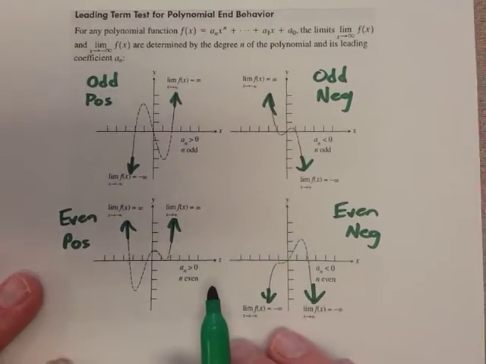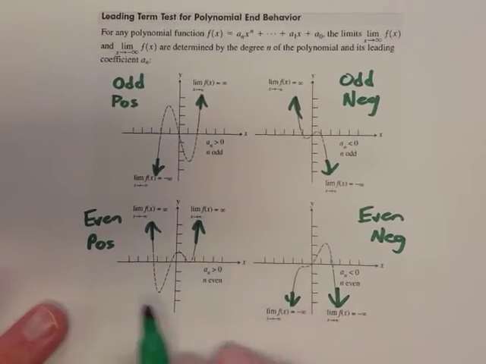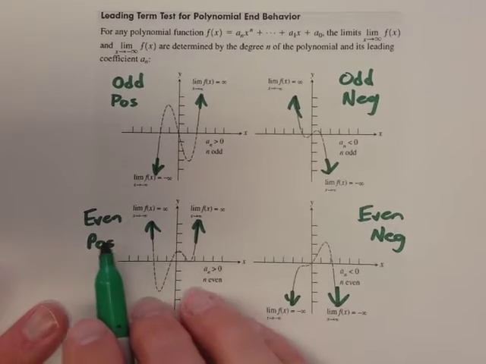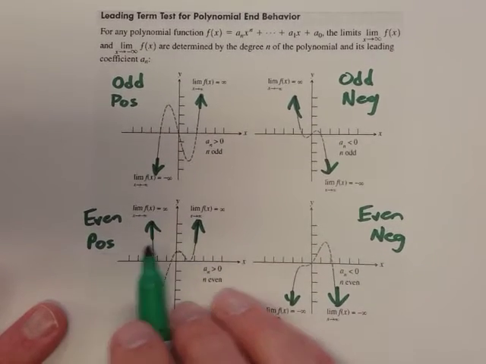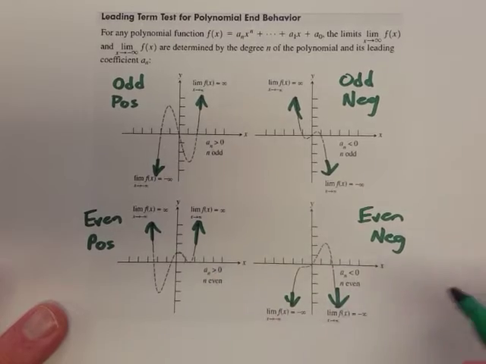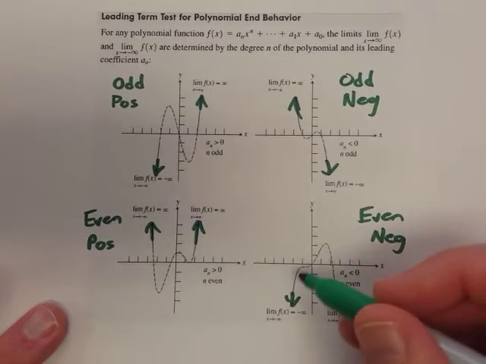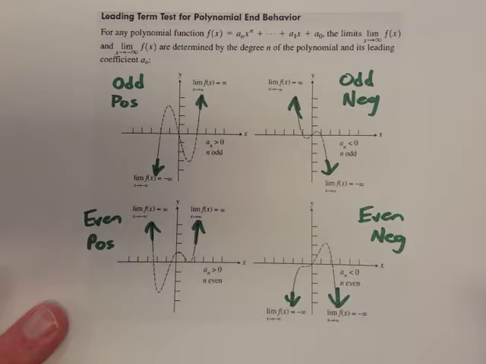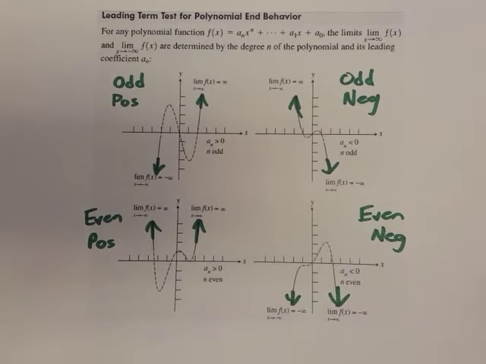For evens, notice that they go the same direction on both sides. So when it's even and the coefficient is positive, we're going up both directions. And when it's even and a negative leading coefficient, we're going down in both directions.